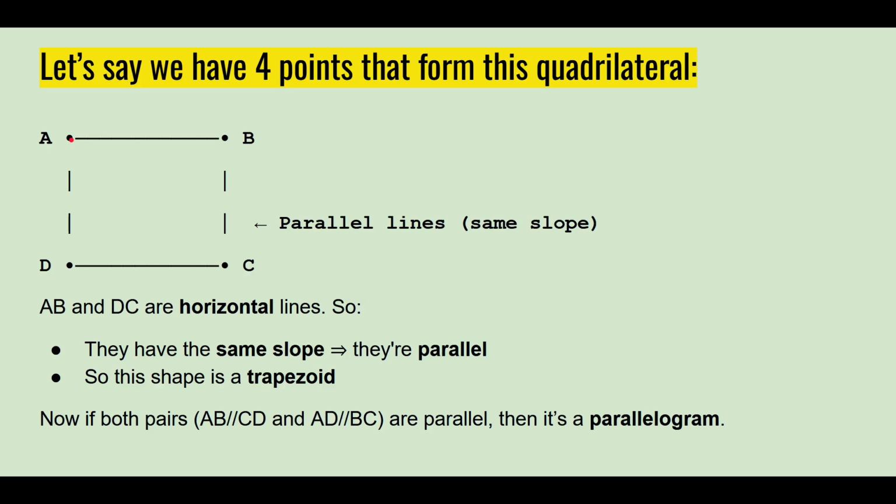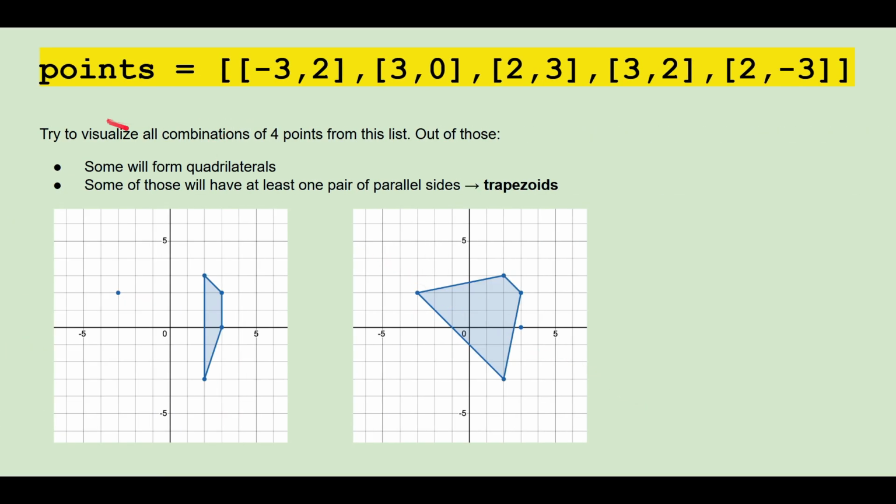Now for AD and BC, can we say that this is also parallel to each other, right? We can say that because it also has the same slope, right? So this shape is a trapezoid, we can say that, and it is also a parallelogram. If both pairs, this one and this one, are parallel, then it is a parallelogram. So let's understand the points.